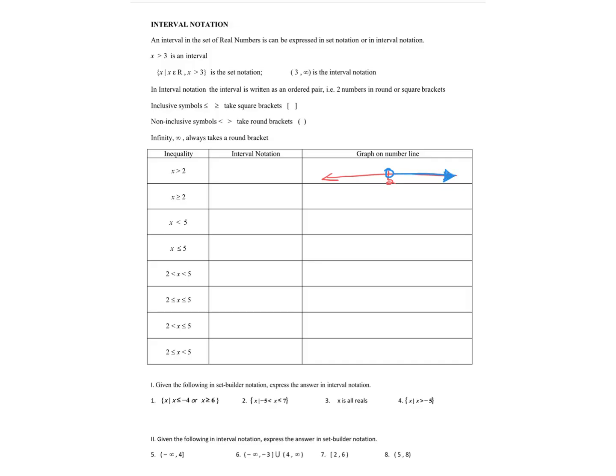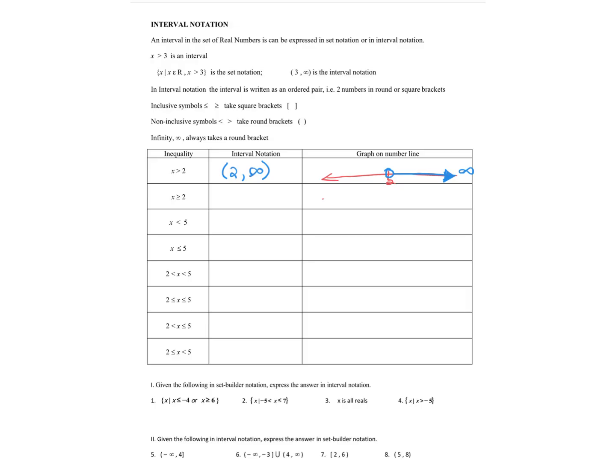For our interval notation, I always use my graph to write my interval notation, so that's why I'm starting here. We have a parenthesis at 2, and it keeps on going forever to positive infinity, so 2 to infinity. Both of those are parentheses because we had an open circle at the 2. That gave us the parenthesis before the 2, and infinity at the end always has parentheses, so that gives us the parenthesis after infinity.